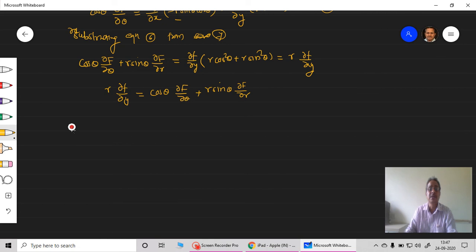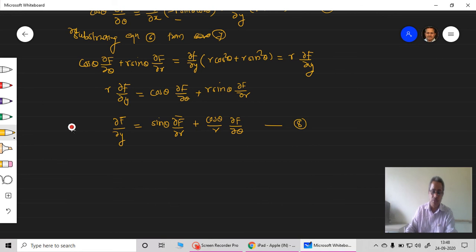And rearranging this, I'll get another equation, ∂F/∂y. This should be F everywhere, capital F, not small f. Okay? So ∂F/∂y is equal to, I am writing this term first, sin theta times ∂F/∂r plus cos theta upon r into ∂F/∂θ. Okay, and this is my equation number 8.